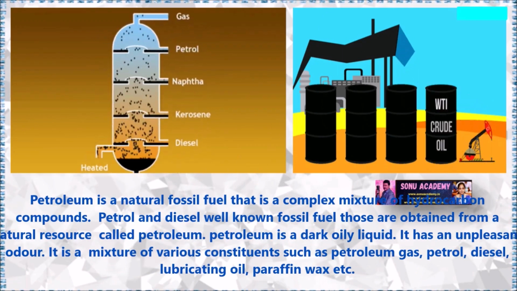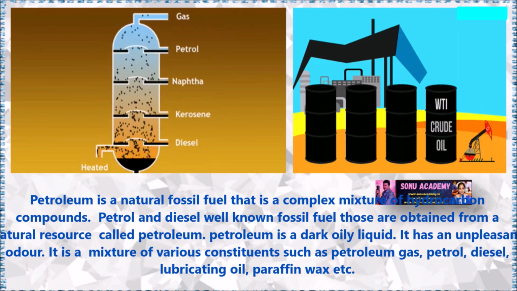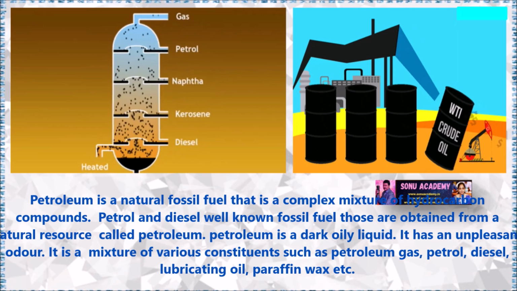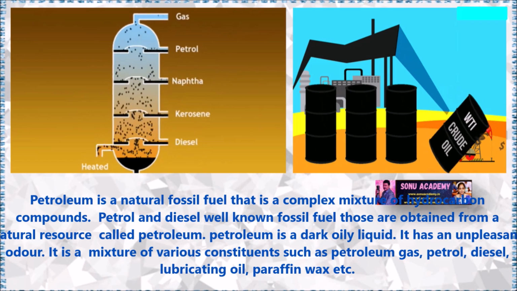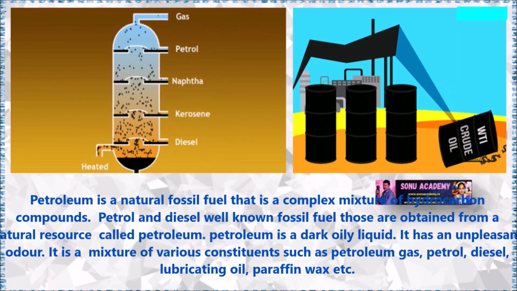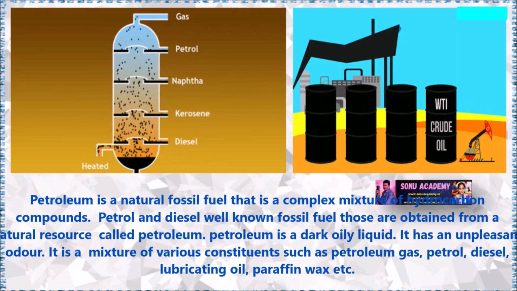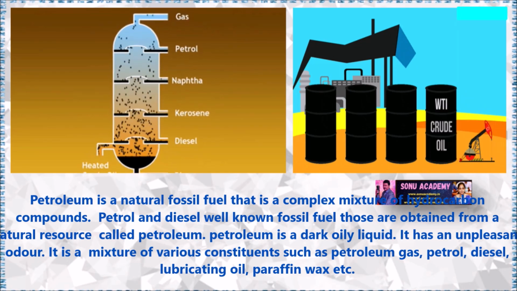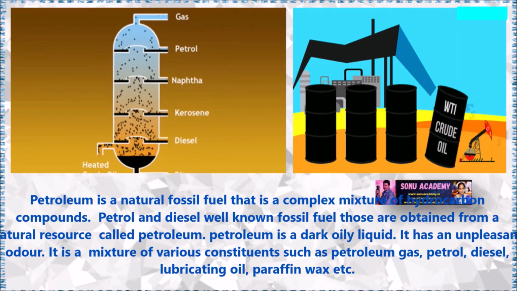Children, let us discuss the definition of petroleum. Petroleum is a natural fossil fuel that is a complex mixture of hydrocarbon compounds. Petrol and diesel, well known as fossil fuels, are obtained from a natural resource called petroleum. Petroleum is a dark oily liquid. It has an unpleasant odor.